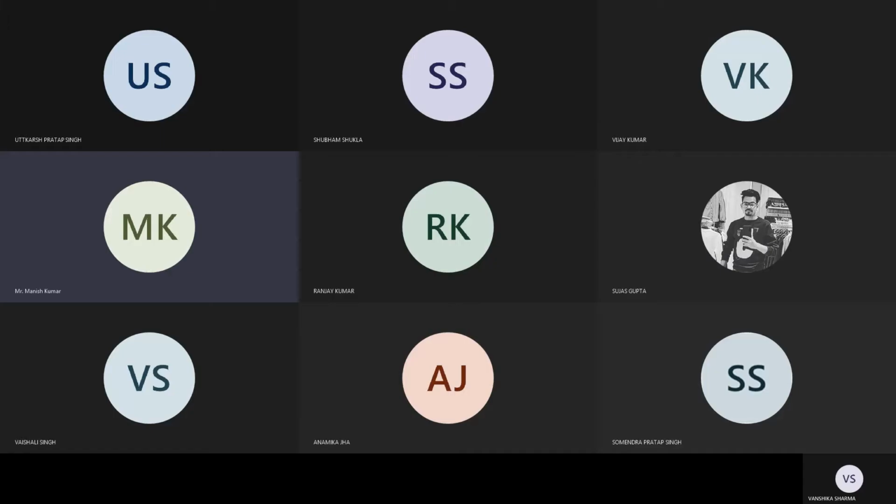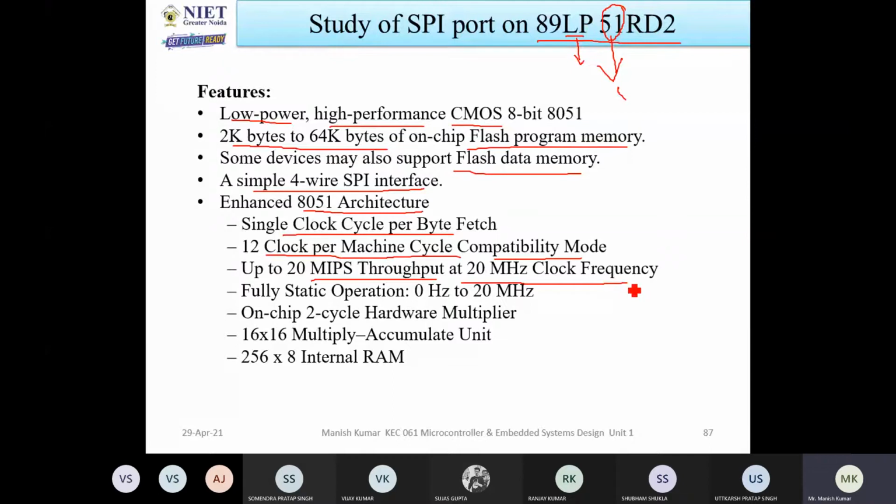1 by f. If we will do this much time to execute in 1 clock cycles, this time will be taken by the 89LP51RD2.